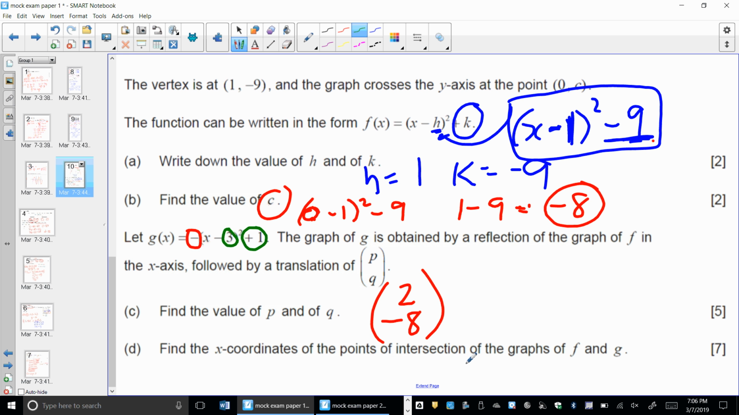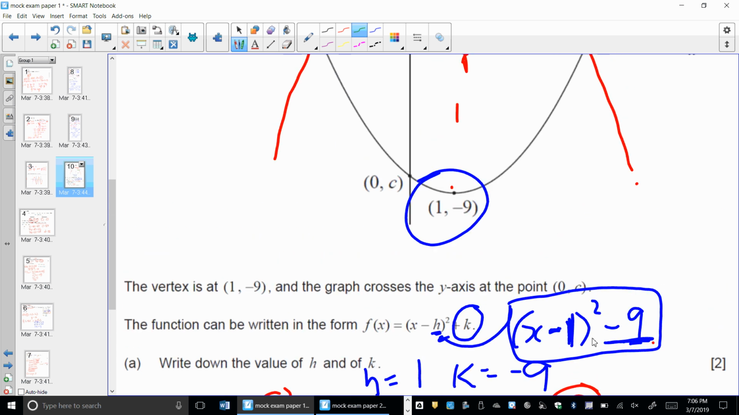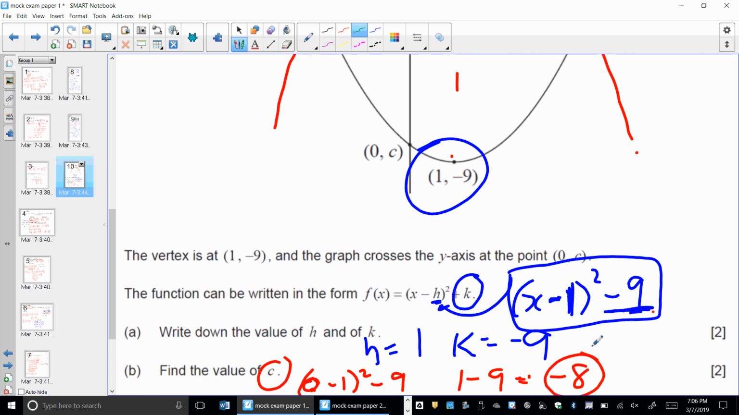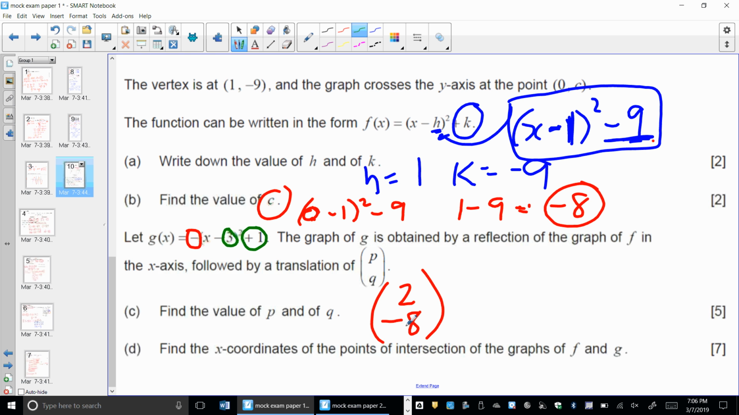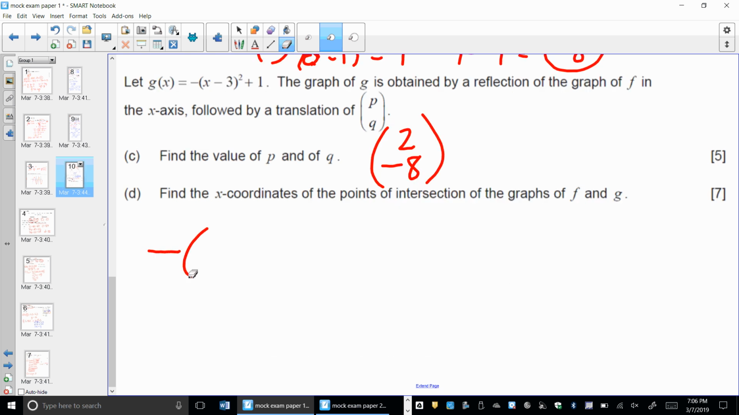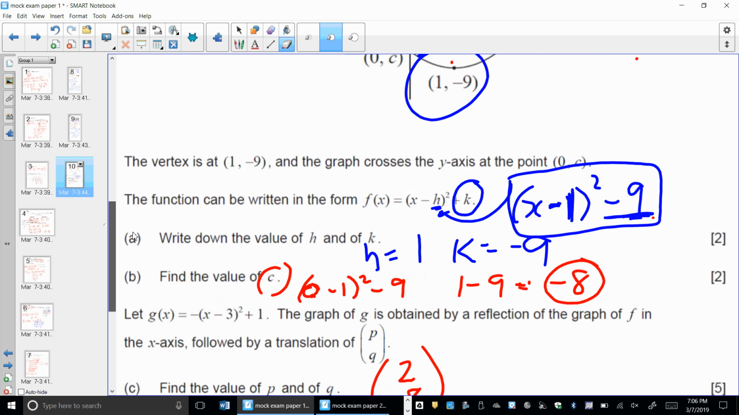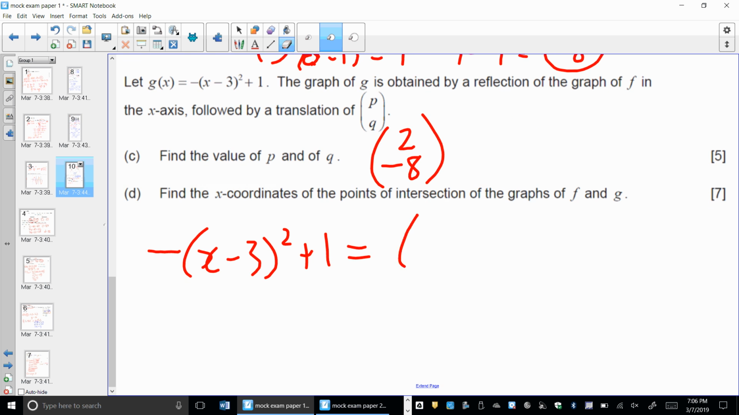Find the x coordinates of the points of intersection of the graph, of which graphs? Of f and g. So that means that we're going to be equating our two functions. Let's erase this so I can see what I'm doing. So negative x minus 3 squared plus 1 is going to meet x minus 1 squared minus 9. Okay, that's what points of intersection are all about. It's where graphs meet. So we need to do some FOIL.